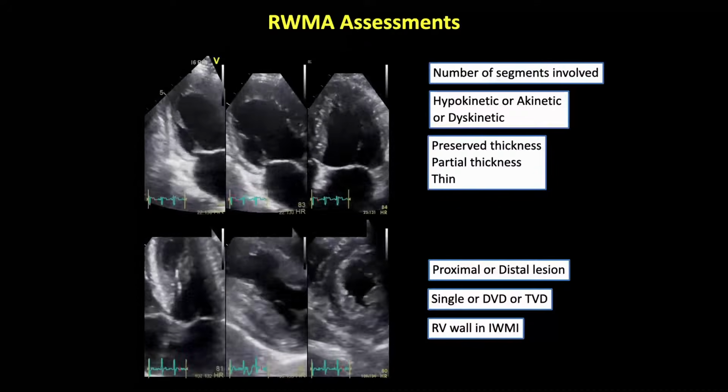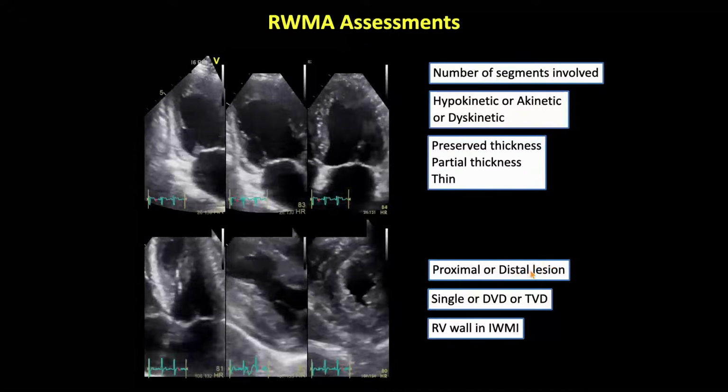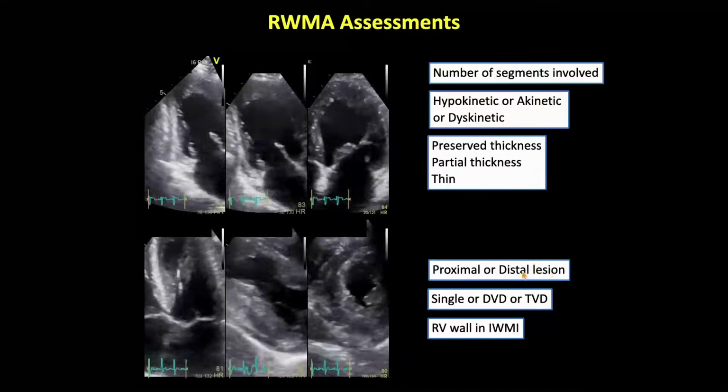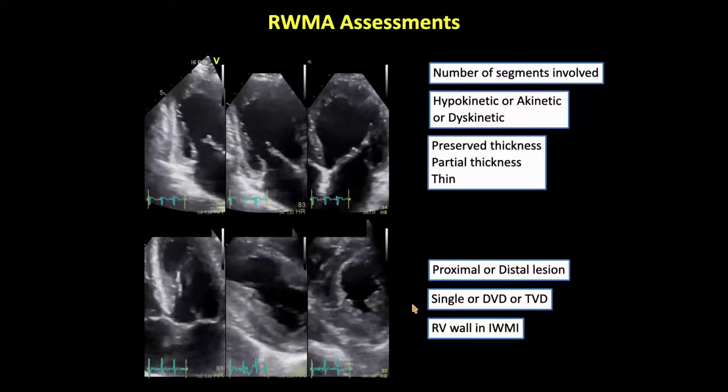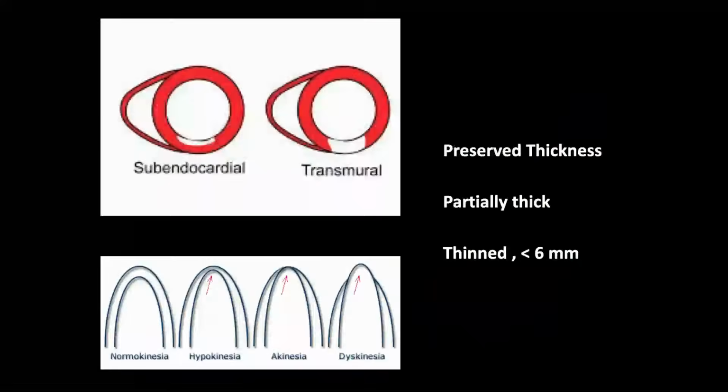And then look at the distribution. So is it a basal segment? So it is proximal. Or if it's a mid and apical segment, then it could be a distal lesion. And is it a single vessel? If it's just in the territory of LAD, it's single vessel, or if it is more than that. And then also look at the RV, especially when there is an inferior wall MI.